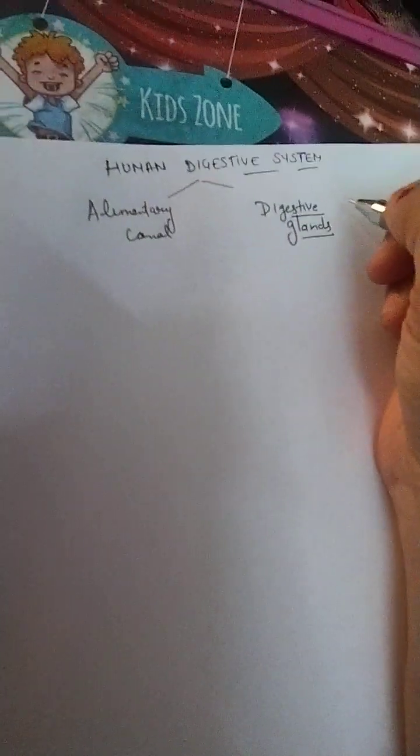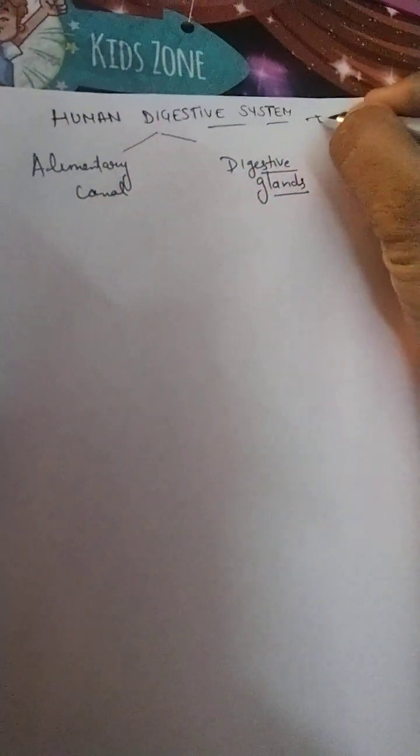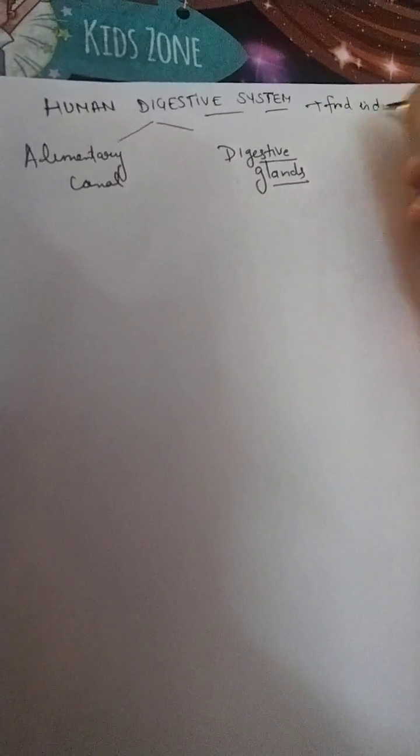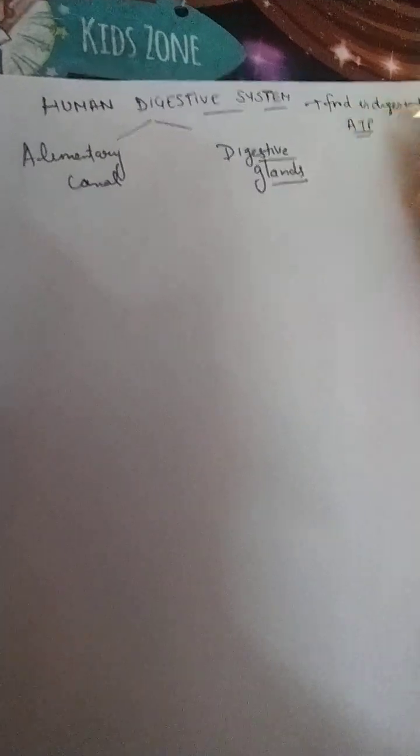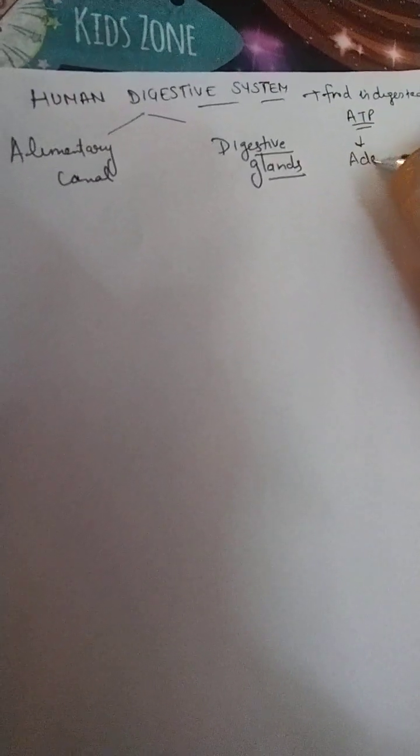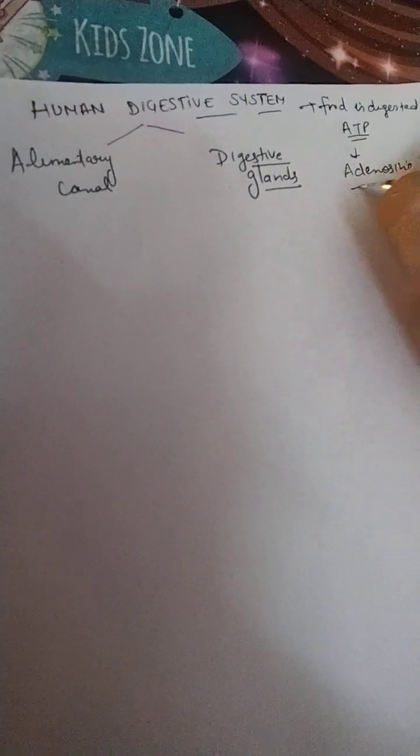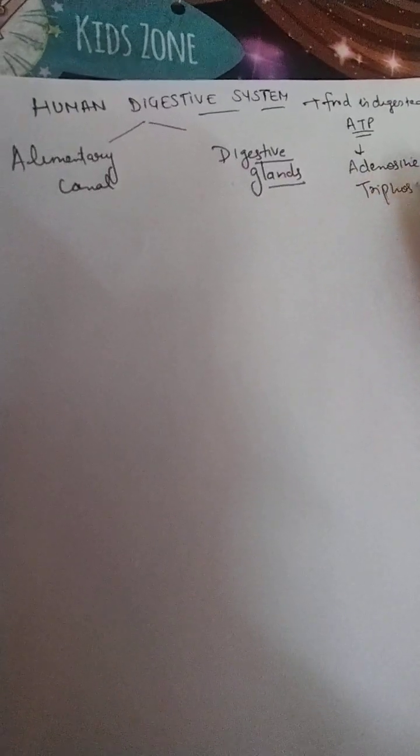We know that the human digestive system is the system in which the food is digested and it releases energy in the form of ATP. The full form of ATP is adenosine triphosphate.